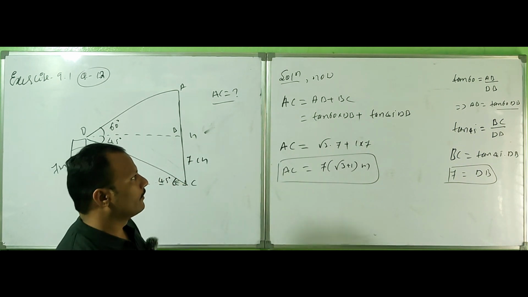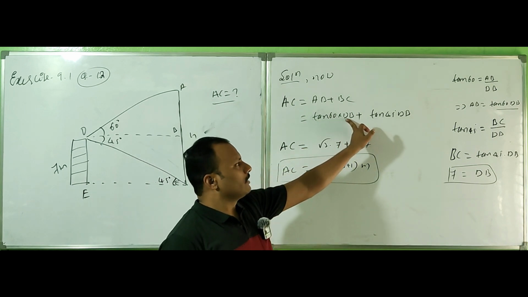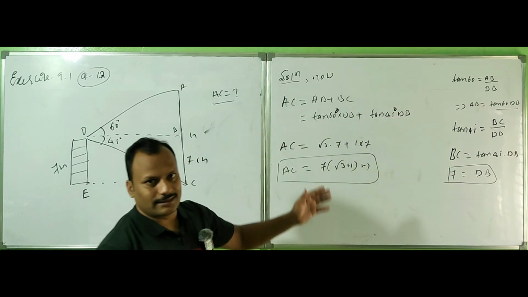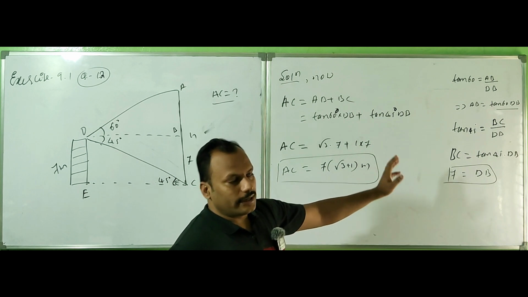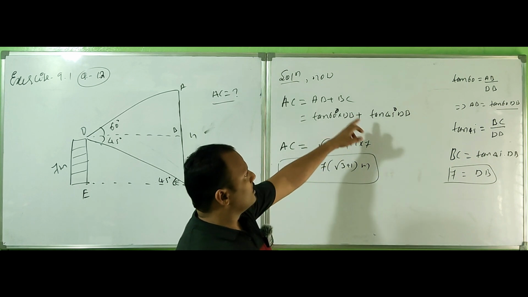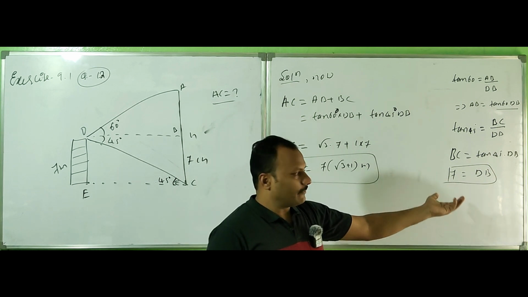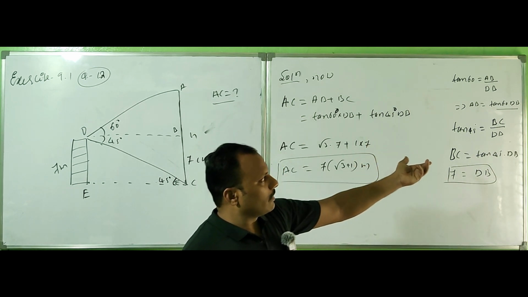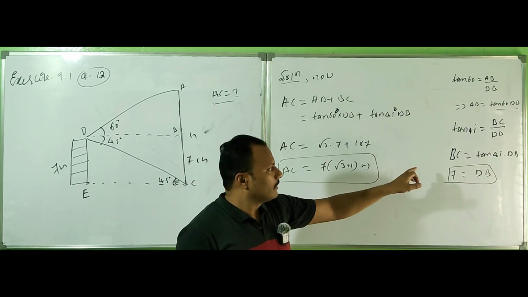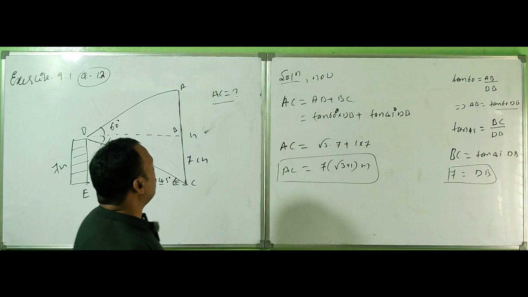As for a different method, take AC equal to AB plus BC. Write AB as tan 60 into DB, because tan 60 is AB by DB. Again BC by DB is tan 45, and tan 45 is 1, so BC is equal to DB. So we can write tan 60, then put the value of 7 for DB. Directly we get the answer in 2 steps.